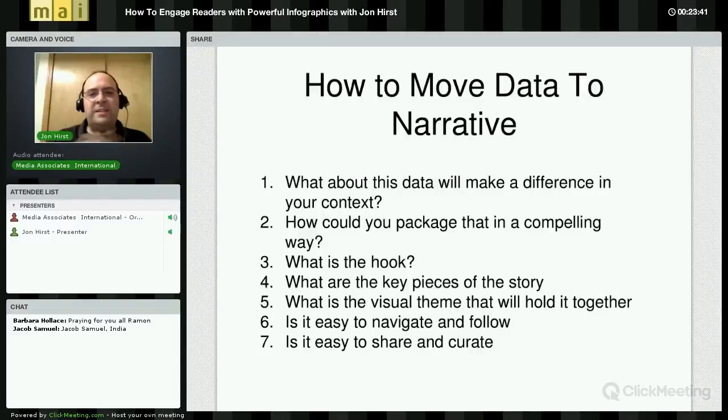You have to say, what is this data and how will it make a difference in my context? How am I going to package it in a compelling way? What is the hook? What is my headline? The headline in an infographic is just as important as the headline in a story or an article or subhead within a chapter. Then you have to say, what is the visual theme that will hold it all together?